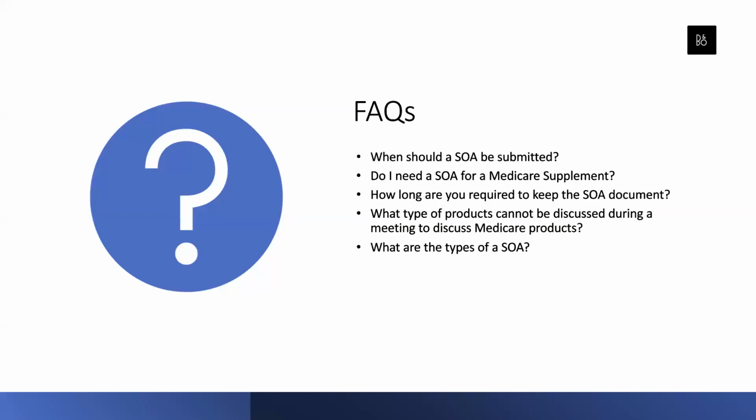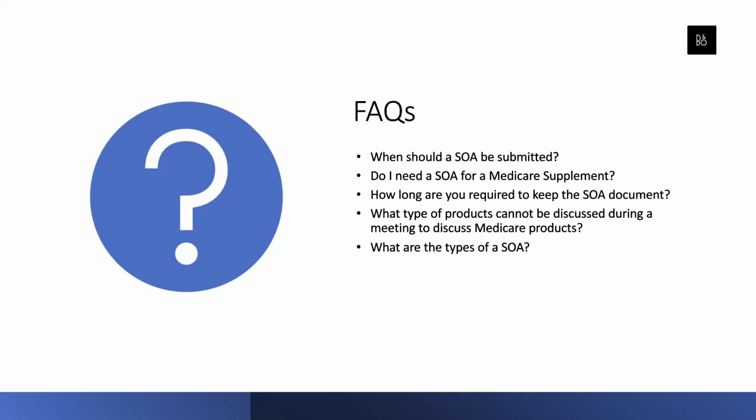So some of the frequently asked questions when talking about scope of appointments: when should a scope of appointment be submitted? You should submit scope of appointment forms before the start of the appointment. Suppose the beneficiary would like to speak about other Medicare-related products outside the original scope of appointment. In that case, you must obtain a new scope of appointment before discussing additional products. Do I need a scope of appointment for a Medicare supplement? You must have a signed scope of appointment to discuss any Medicare-related products. Medicare products include Medicare Advantage plans and prescription drug plans.